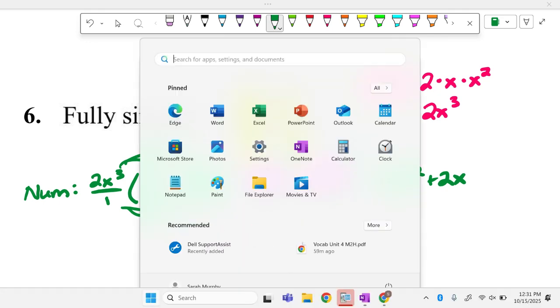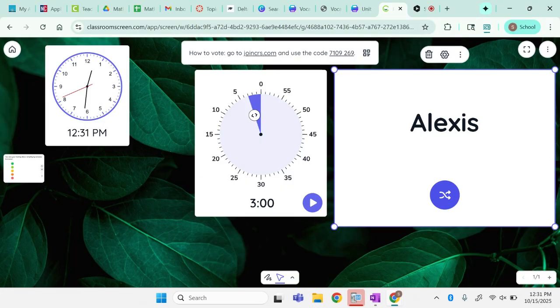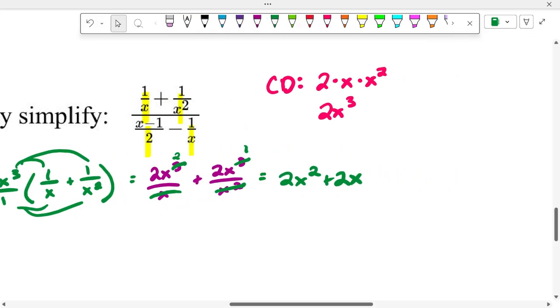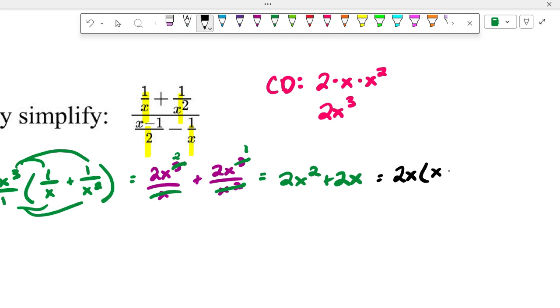All right, now we're in factor land. So let's go with Dylan L. How would I factor 2x squared plus 2x? So this would be GCF of 2x, which gives me what? Good. So I now got my numerator done.